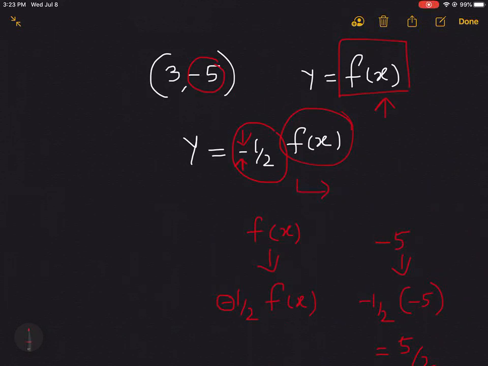Okay, obviously, as I said, it's the functional value, which is y. Y is obviously the functional value. We are cutting it in half, and obviously it will be a negative. So only y changes from negative 5 to positive 5 halves. Okay, does it make sense now? That's the algebraic sense, of course.